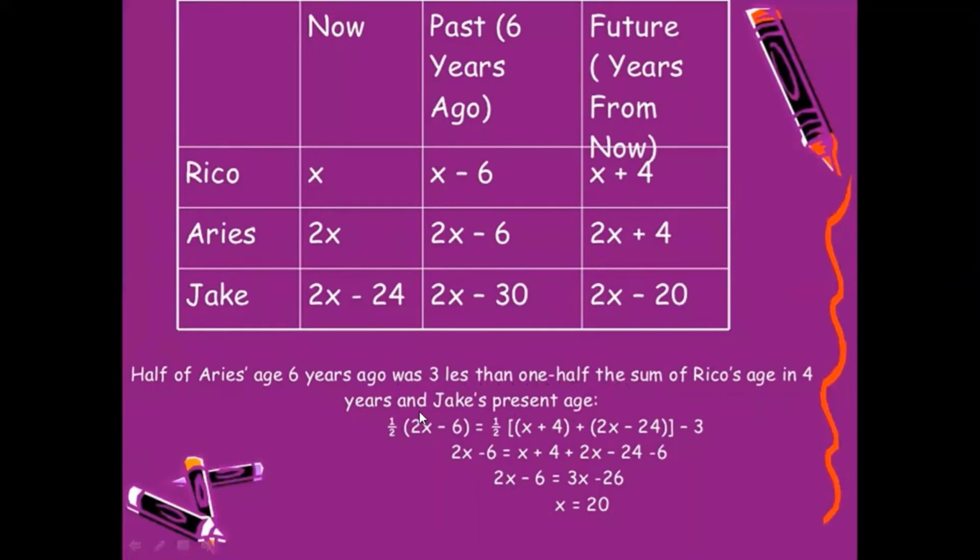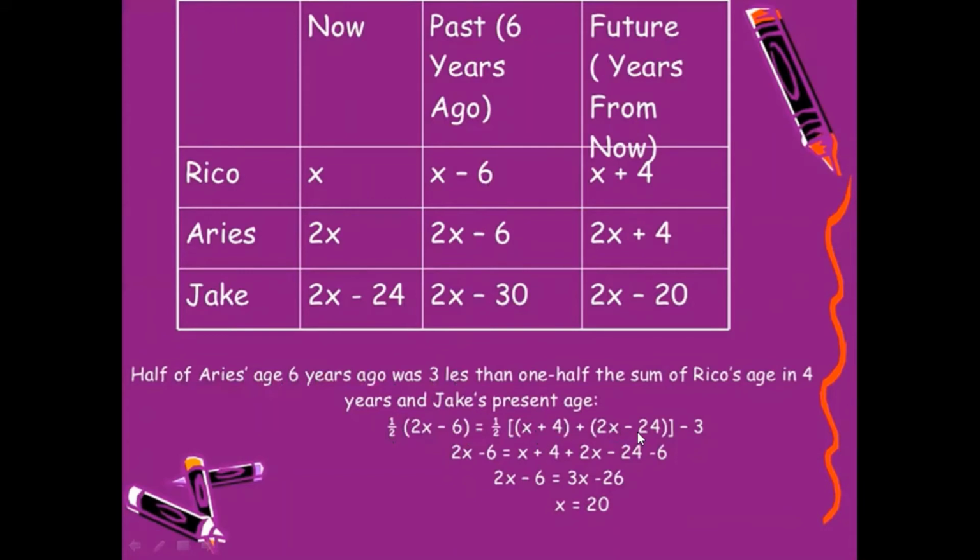Years and Jake's present age. So this is the more complex statement. If we can give meanings to this statement, we will come to the solution immediately. Now look at this. This is half, and this is 2x minus 6, six years ago, the twice, and this is half, four years after the Rico's age.